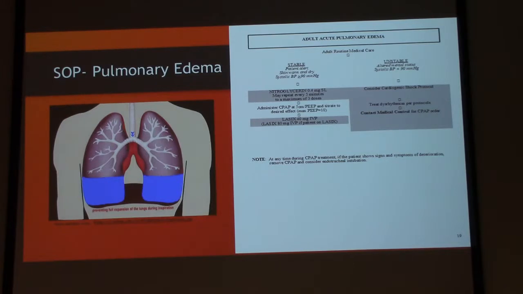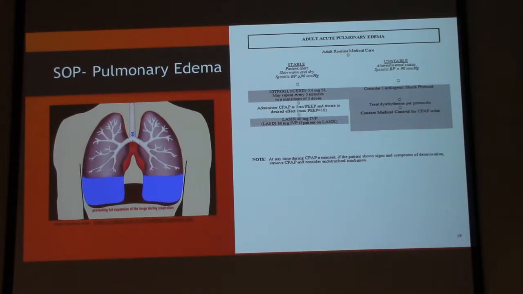We want to make sure that we're getting CPAP on these patients as soon as possible. So you're in the house, you bring in your airway kit, you bring in your medication kit, you give them a nitro, and then get the CPAP on them as soon as possible. CPAP is going to help push some of that fluid out of the alveoli back into the interstitial and vascular space. We start off with a PEEP of 5.